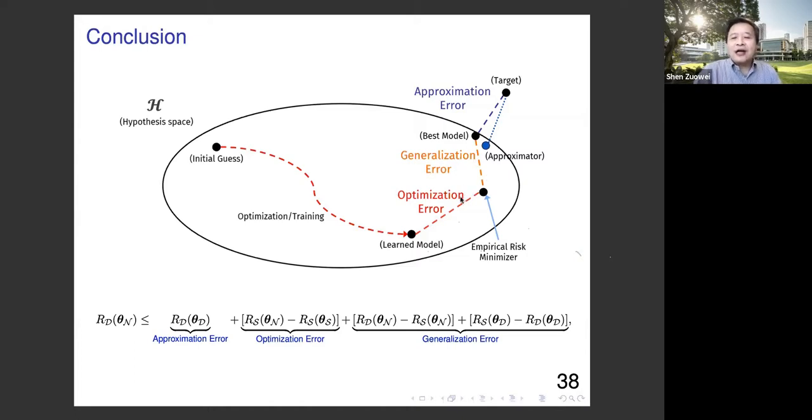Some people complain about why we should go through this path. Can we have a direct algorithm that goes to the approximator directly? That's open, but you need to have some computational way, algorithm or model to do that.